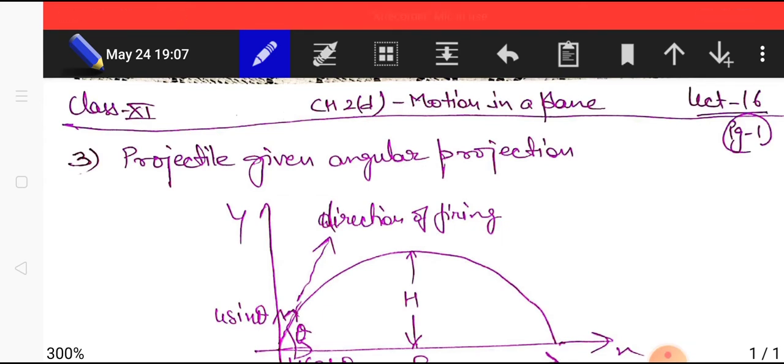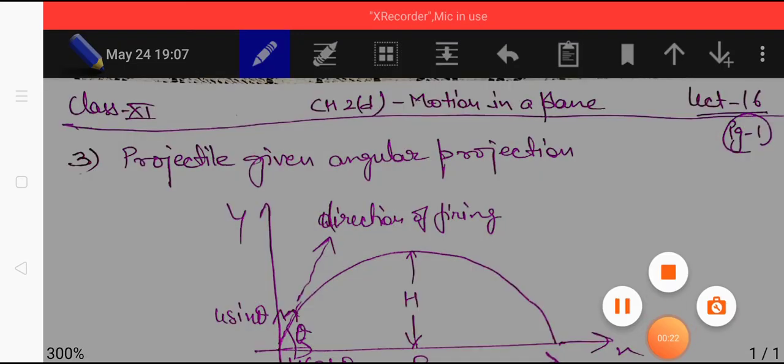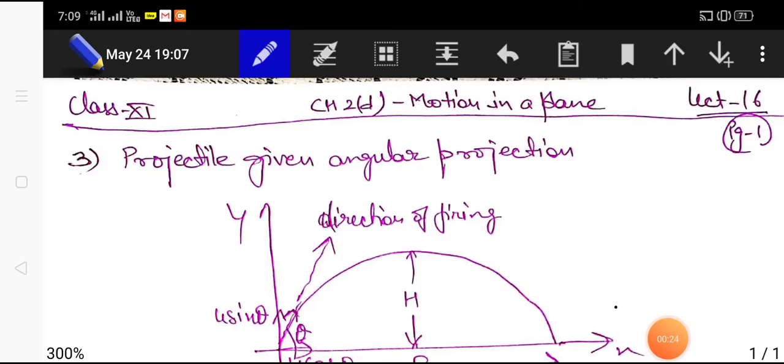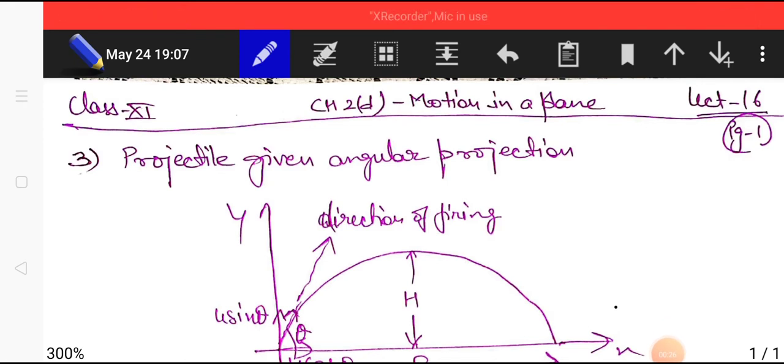In lecture 15, we discussed horizontal projectile. How can we calculate the horizontal range and velocity when projectiles strike the ground? Dear students, as I discussed with you, horizontal projectile or any projectile is a combination of uniform motion and non-uniform motion. Horizontal motion is uniform motion while vertical motion is non-uniform motion.